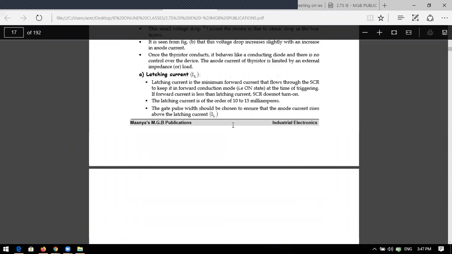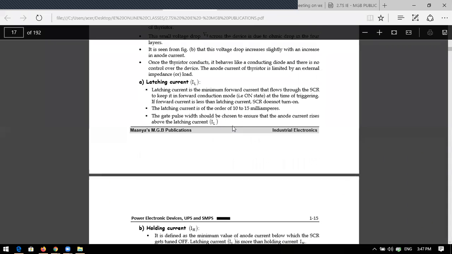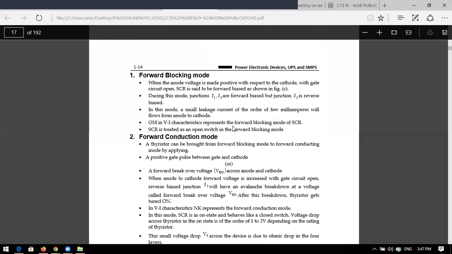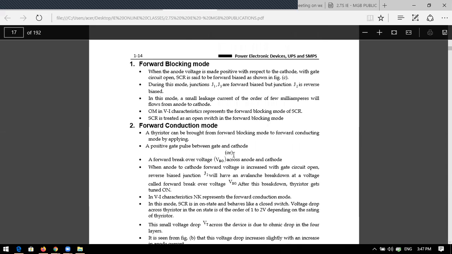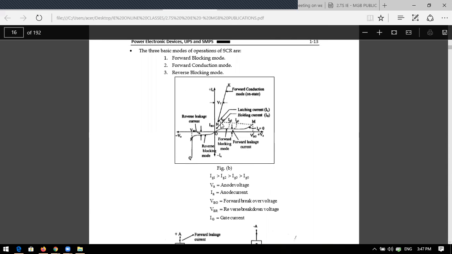And you can also see important terms here: IL and IH. What is IL here? IL is the latching current, and IH is the holding current.